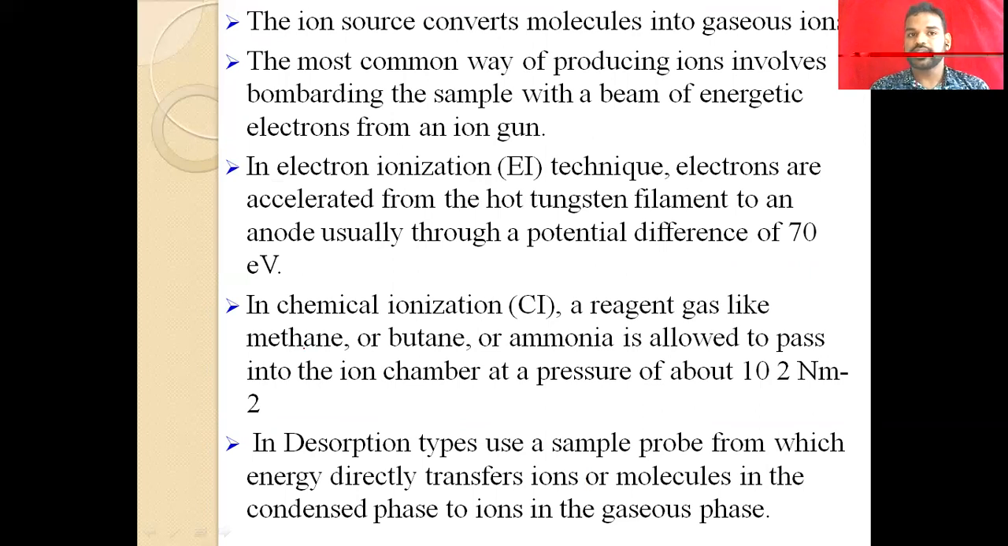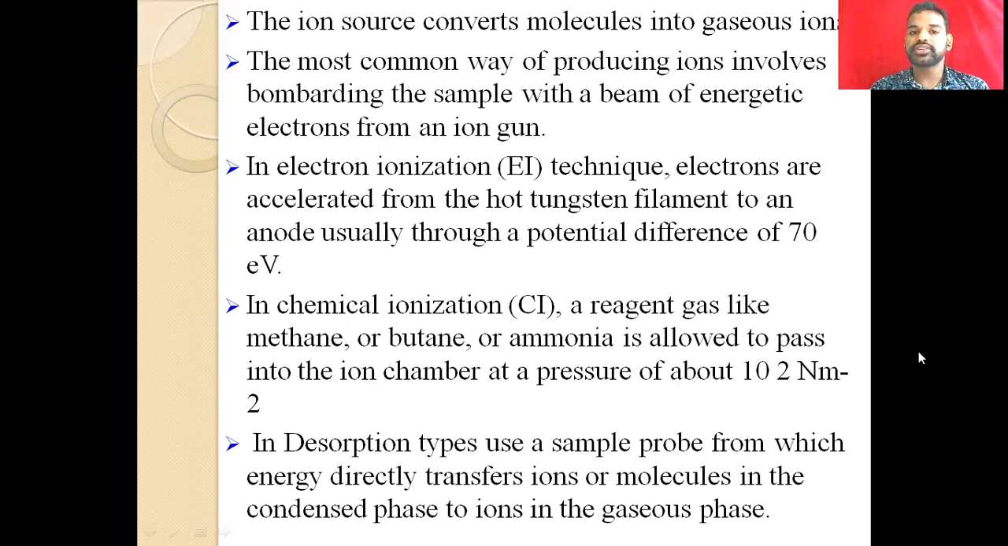So first, the ion source has its own character and function here. The function is that the ion source converts molecules into their gaseous ions. And second, the most common way of producing ions involves bombarding the sample with a beam of energetic electrons from the ion gun. So this is one of the methods to produce ions in the ion source, by bombarding the sample with electrons. Then it produces the ions.